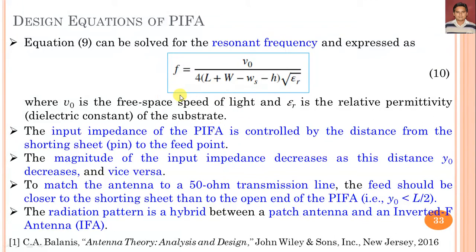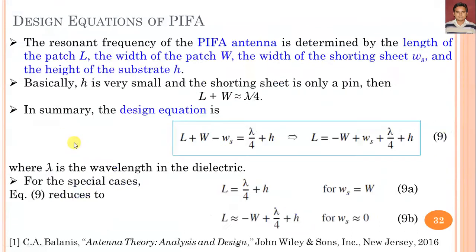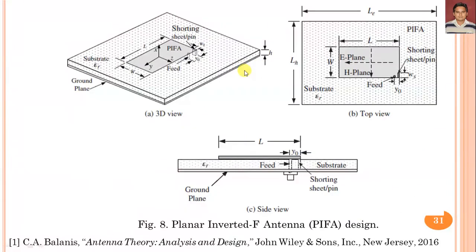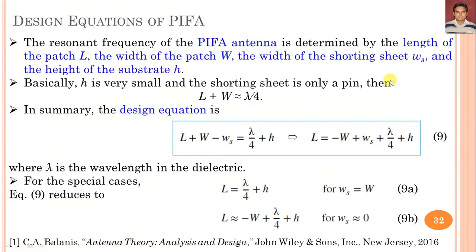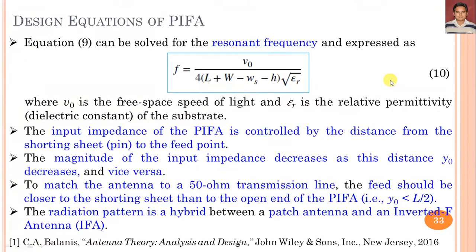So we can say the PIFA antenna can be designed, and its resonance frequency depends on the length, width, and the shorting pin sheet, as well as the height of the substrate along with the dielectric constant, as we have discussed initially. The input impedance of the PIFA is controlled by the distance from the shorting pin to the feed point, as we have discussed here, that this is the distance y naught, through which we can match the input impedance.